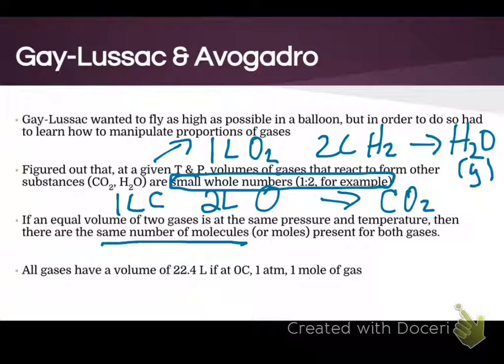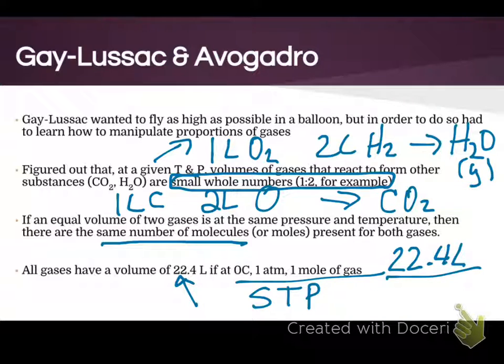As it turns out, under standard conditions, so again, just a reminder, that's 0 degrees Celsius, 1 atmosphere of pressure. STP again means 0 Celsius, 1 atmosphere of pressure, and 1 mole of gas. Under those conditions, every single gas, no matter what it is, always has 22.4 liters as its volume. So this is a handy fact. You can turn it into a conversion factor that relates moles of gas to the volume. So if I know the volume of a gas, I can figure out the moles as long as it's under standard conditions.